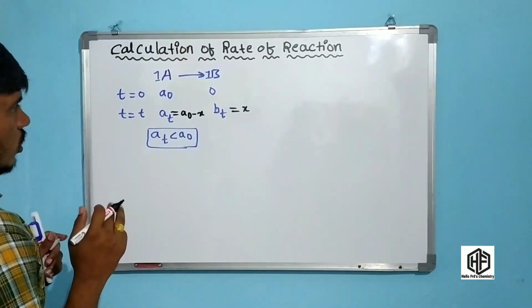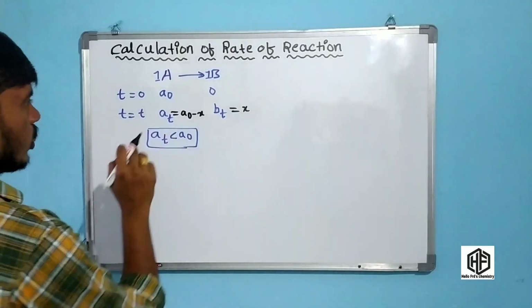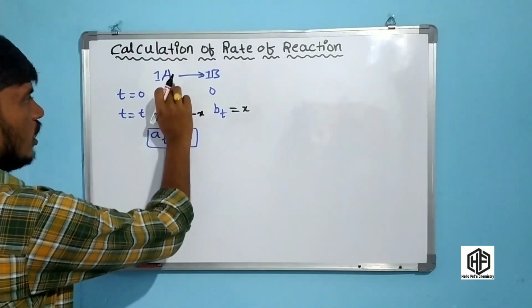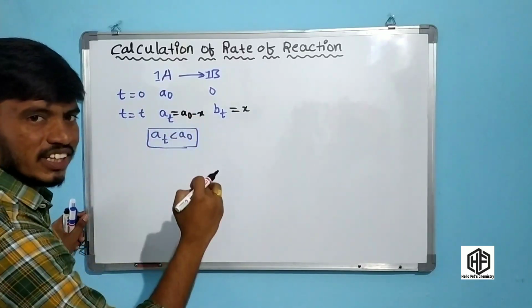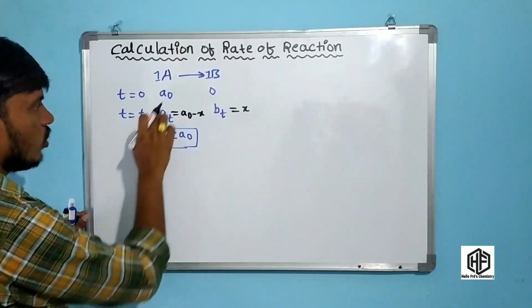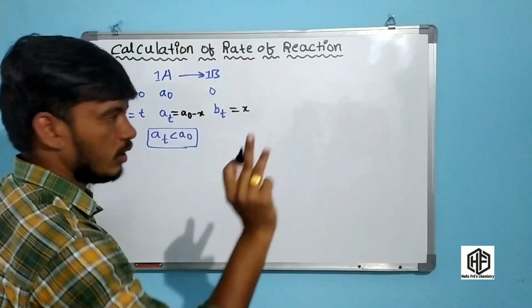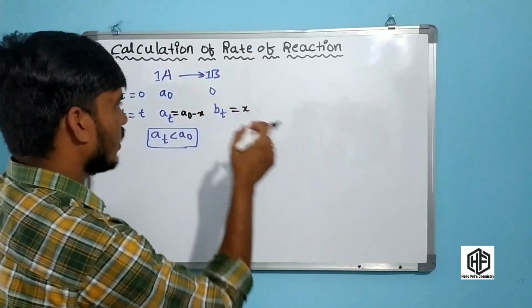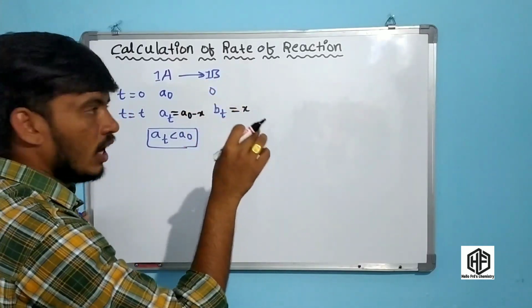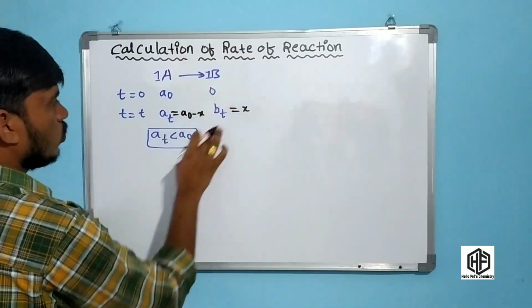Now we have to calculate two important points: the rate of disappearance of A. The reactant concentration decreases at T equal to T time, and this is called the rate of disappearance. At T equal to T time, the concentration of B increases, and this is called the rate of appearance of B. These are the two important points.